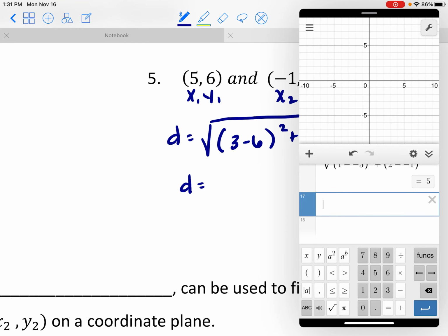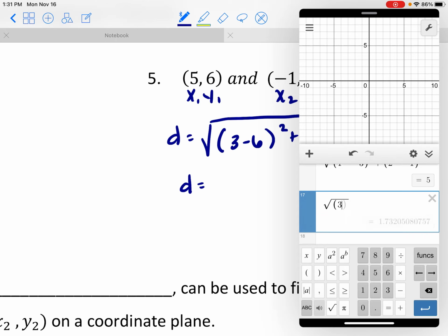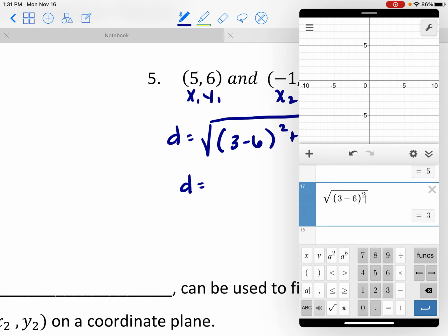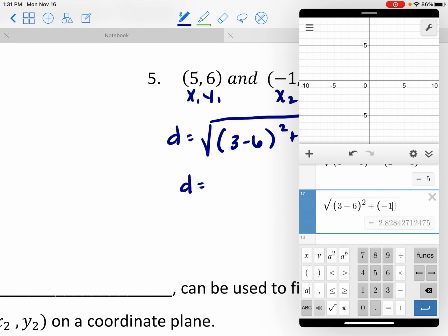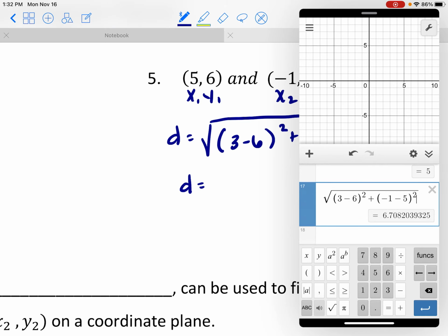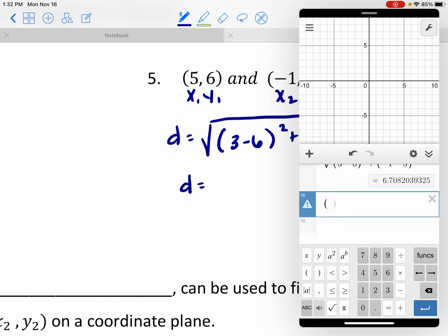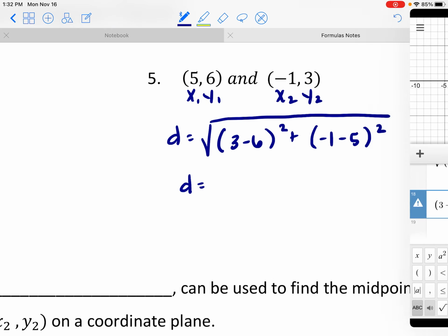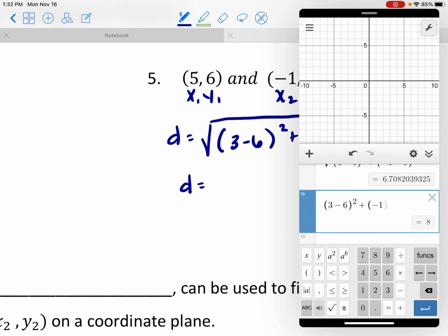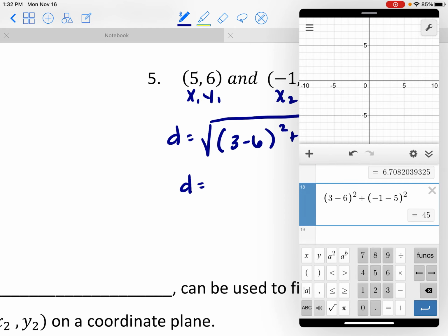And then this one, so let me just show you. Again, if you go to your calculator, square root of 3 minus 6 quantity squared plus negative 1 minus 5 quantity squared. So it gives me that decimal, which a decimal approximation is okay, but if I wanted the exact answer, you'd have to figure out what's underneath the radical. So let me just type in the part that's under the radical, 3 minus 6 squared plus, I forgot, negative 1 minus 5 squared, and it should be 45.